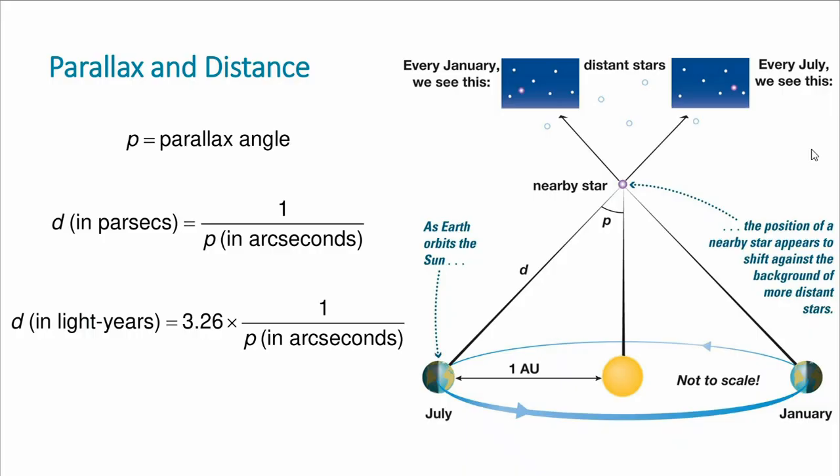And just to show the relationship, a light year is the distance that a photon will travel in 1 year, and there are 3.26 light years in 1 parsec. So a parsec is even a longer distance than a light year is.